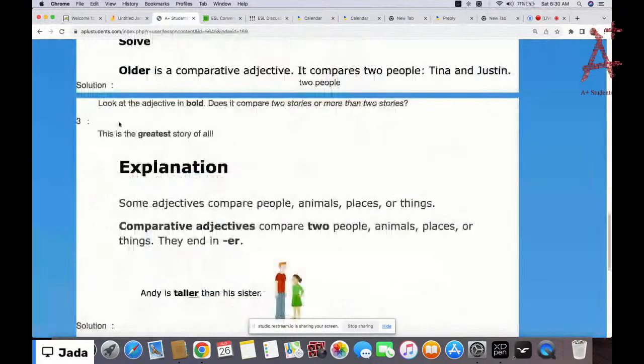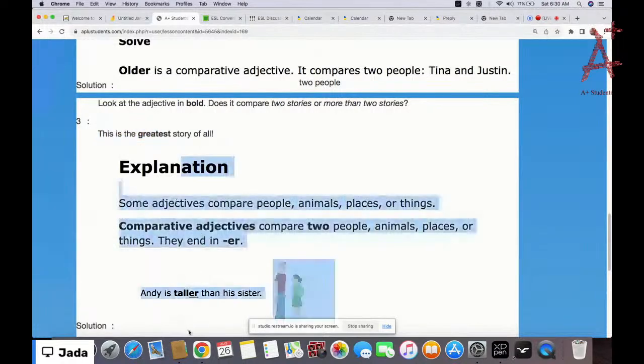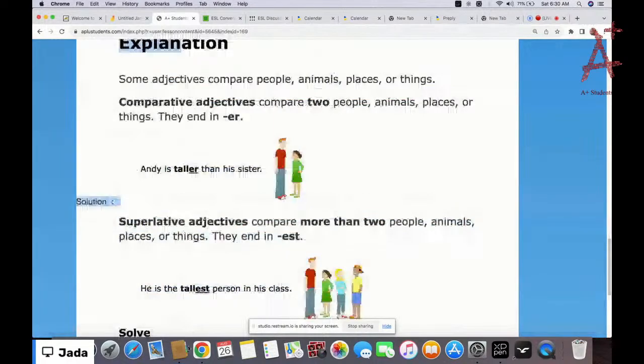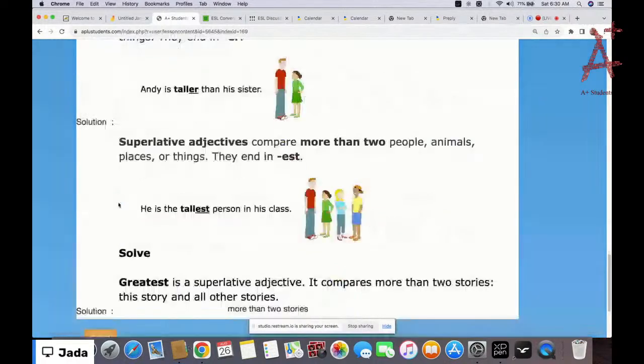This is the greatest story of all. Greatest, est. That means it is comparing more than what? More than two. Okay? So it is superlative. Okay? So yeah, that's it, everybody. Let's see some more examples before we go to the test.